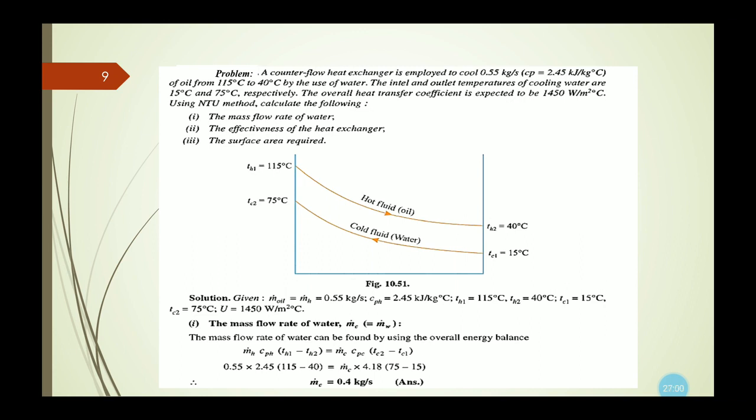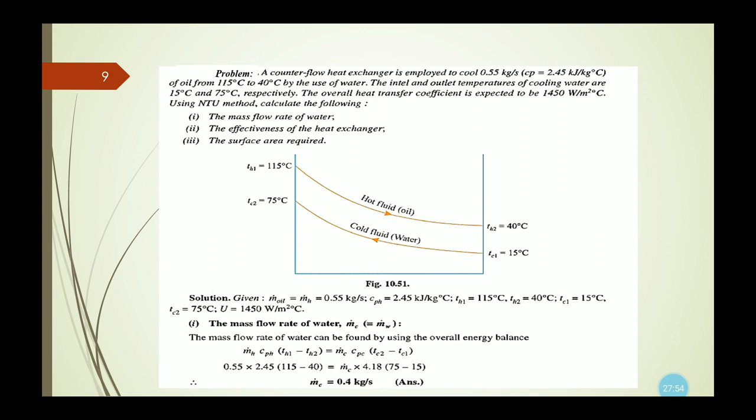A counterflow heat exchanger is employed to cool 0.55 kg per second of oil, with Cp given as 2.45 kilojoule per kg degree centigrade, from 115 degrees centigrade to 40 degrees centigrade by the use of water. The inlet and outlet temperatures of cooling water are 15 degrees centigrade and 75 degrees centigrade respectively. The overall heat transfer coefficient is expected to be 1450 watt per meter square degree centigrade. Now, using the NTU method, we need to calculate the mass flow rate of water, the effectiveness of the heat exchanger, and the surface area required.